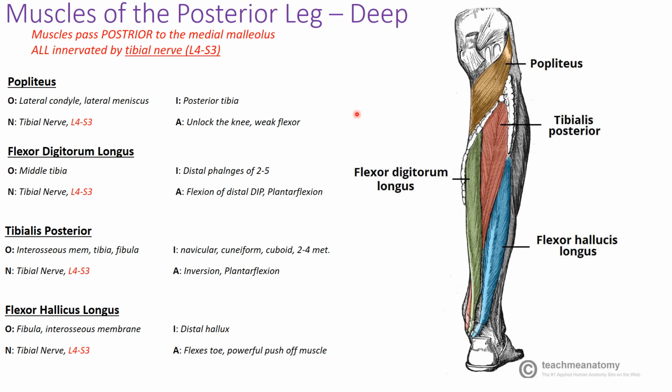So once again, muscles of the posterior leg, deep compartment, all innervated by the tibial nerve, because it's in the posterior compartment, and the tibial nerve is associated with the posterior compartment of the leg. They're all passing posterior to the medial malleolus if they're crossing the ankle joint, right? So really important features there.